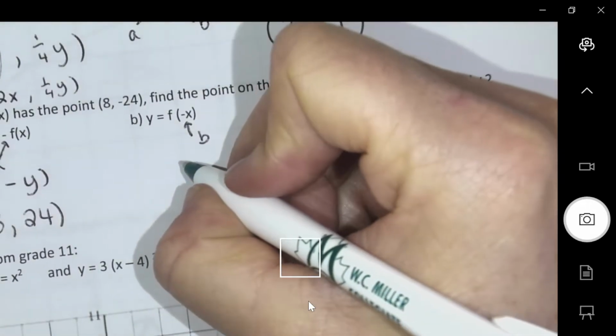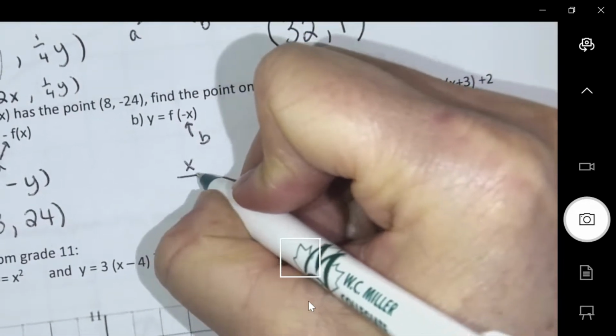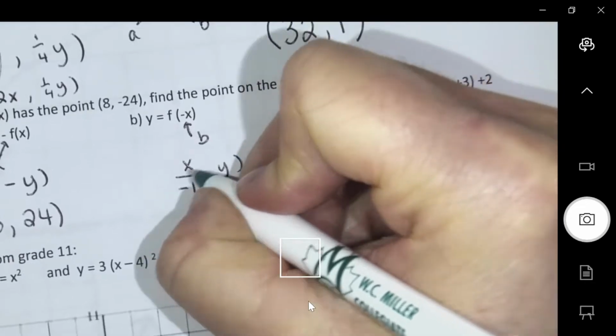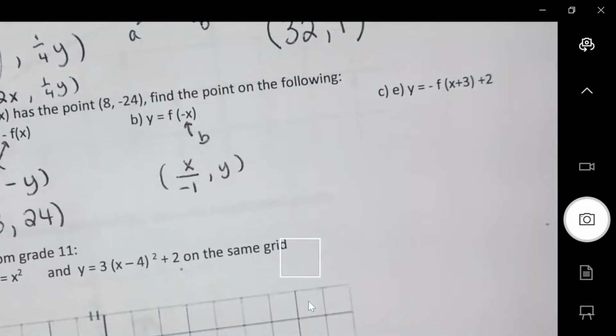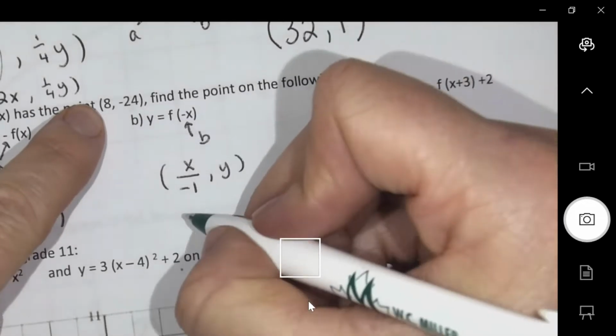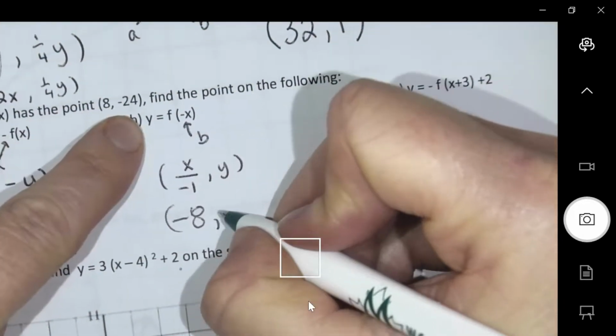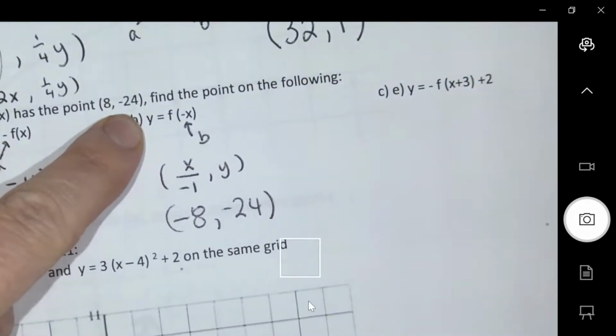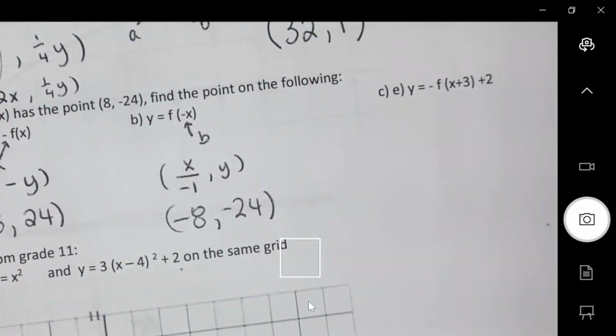So when I write my coordinate, X would get divided. So now, what does that point become? So 8 would now change to -8, and nothing happens with your Y. Sometimes people get confused and all of a sudden two things are changing. Nope, just one of them is changing. Okay, the last one here.